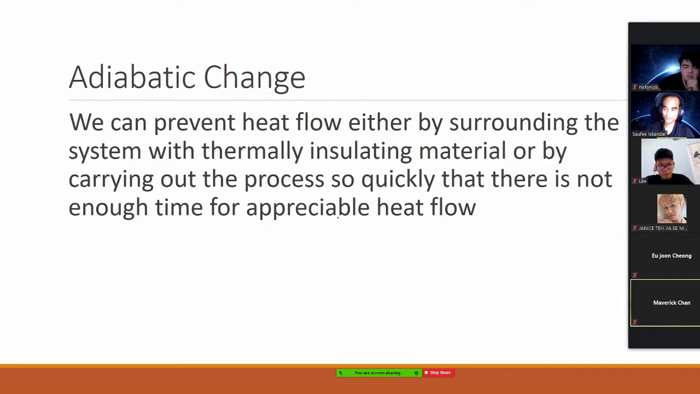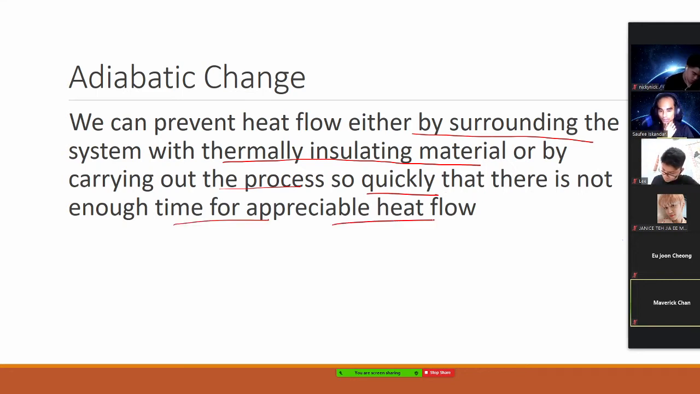Okay, so the way we do it is we can prevent the heat by surrounding the system with thermally insulating material, so zero Q going in and zero Q going out, or by carrying out the process so quickly. Also, another method is that there is not enough time for appreciable heat flow. So the change of Q equals zero. No heat in, no heat out.